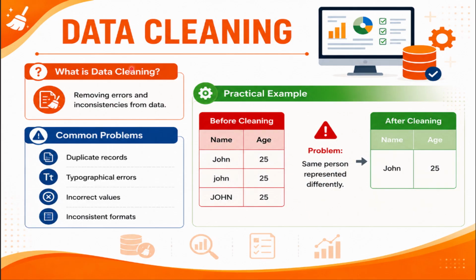And removing errors, data cleaning. Here you can see duplicate records. John is having age 25, and another John, small j, is having age 25, and capital John is having 25. All these are the same information, so these are known as duplicate records. Somewhere, instead of JOHN, you can have JON or JOH, typographical errors and incorrect values. These can be cleaned and made into a proper value, which is John 35.